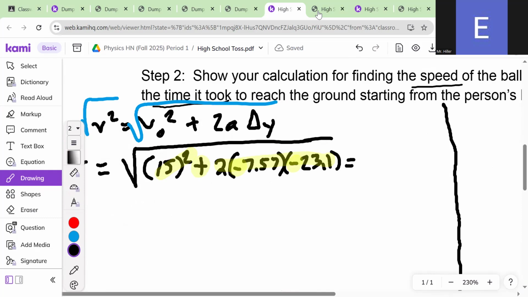So I'm going to go ahead and figure that out. I'm going to go 15 squared plus parentheses 2 times 7.57 times 23.1, close parentheses, and I have the radicand, then I just need to take the square root of that number. And I get an impact speed of about 23.97 meters per second.